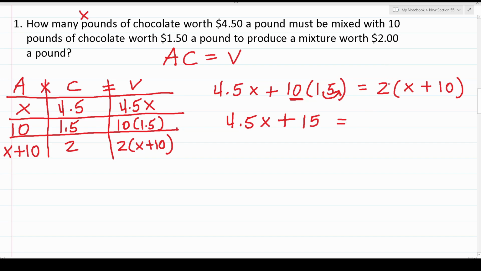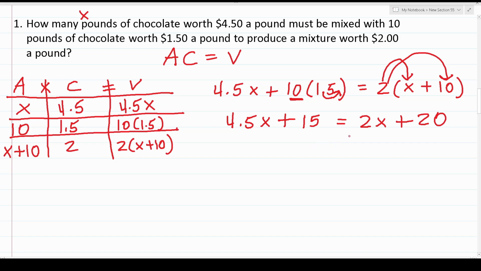And now we have to use the distributive property here to multiply this 2 by this x, and then this 2 by this 10. So let's go ahead and do that. We have 2x plus 2 times 10 is 20. All right, now we're just solving for x here. And let's go ahead and do that now.